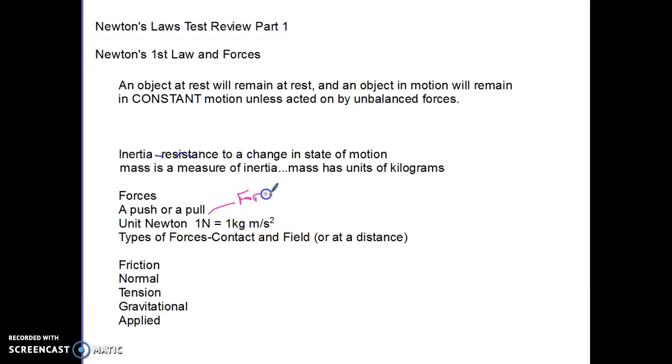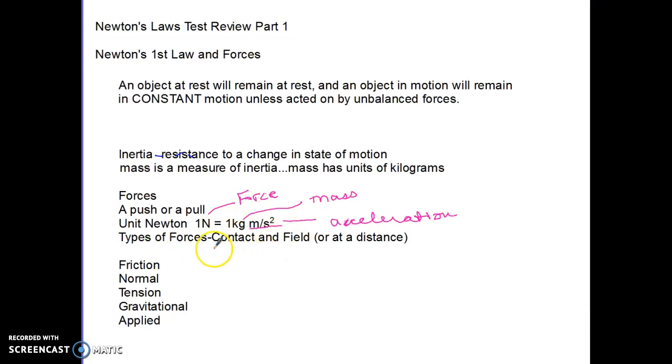Force unit. And the kilogram is a mass unit. And this meter per second squared, that's an acceleration unit. Acceleration unit.